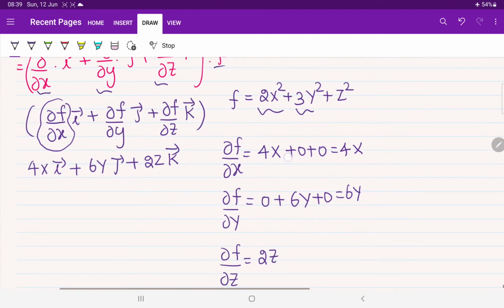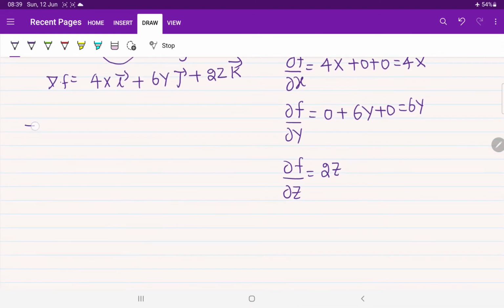That's all. Now let us substitute all the values into the final answer: gradient of f dot a vector by mod a vector. This will be equal to gradient of f, which can be written as 4x into i vector plus 6 times of y into j vector plus 2 times of z into k vector.